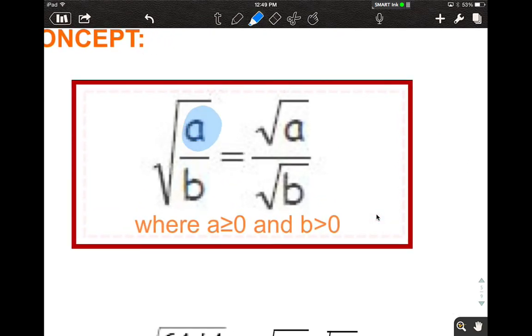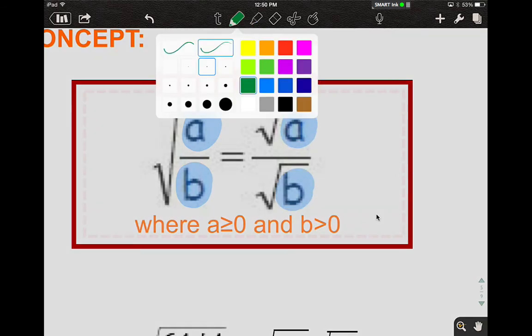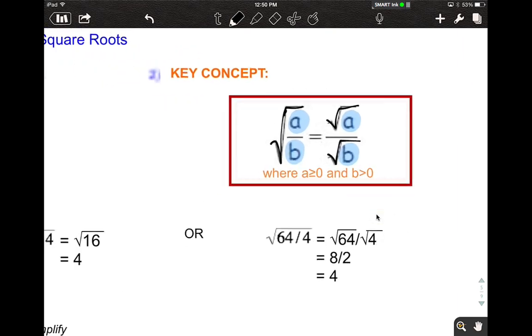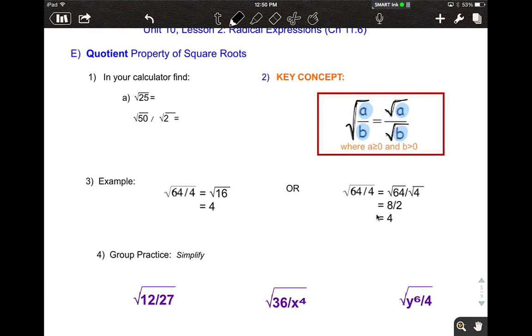The square root of a over b is the same as the square root of a over the square root of b. Sorry about the resolution here, I can apply this square root symbol and just put it on the a or just put it on the b, kind of splitting up an entire fraction into two little bitty square roots.